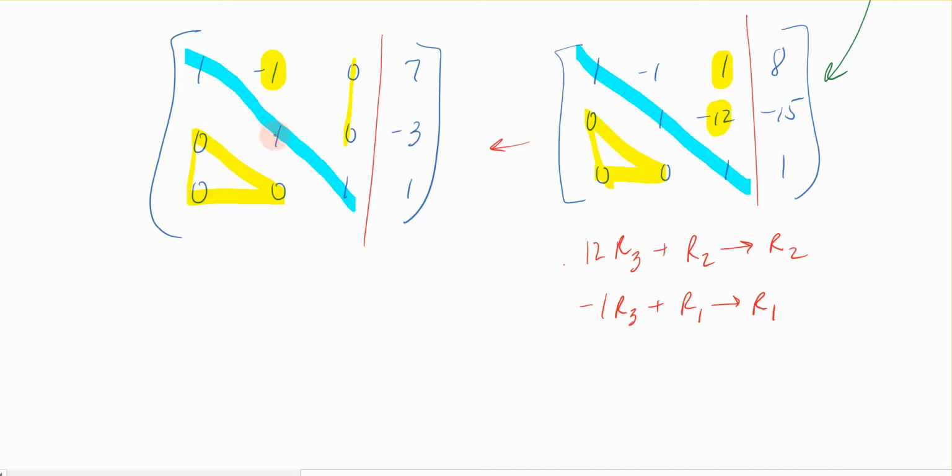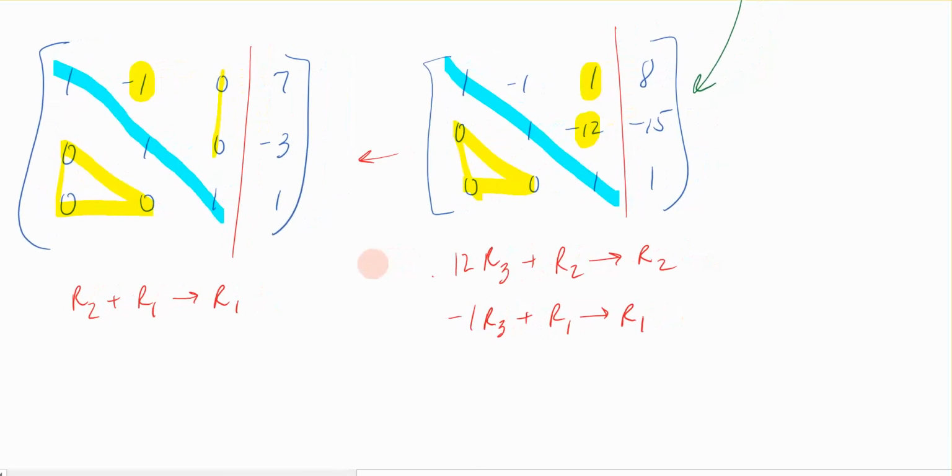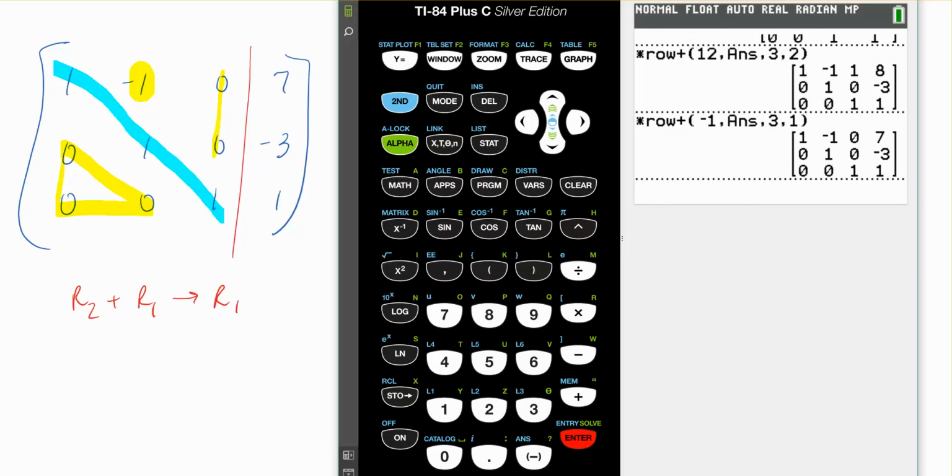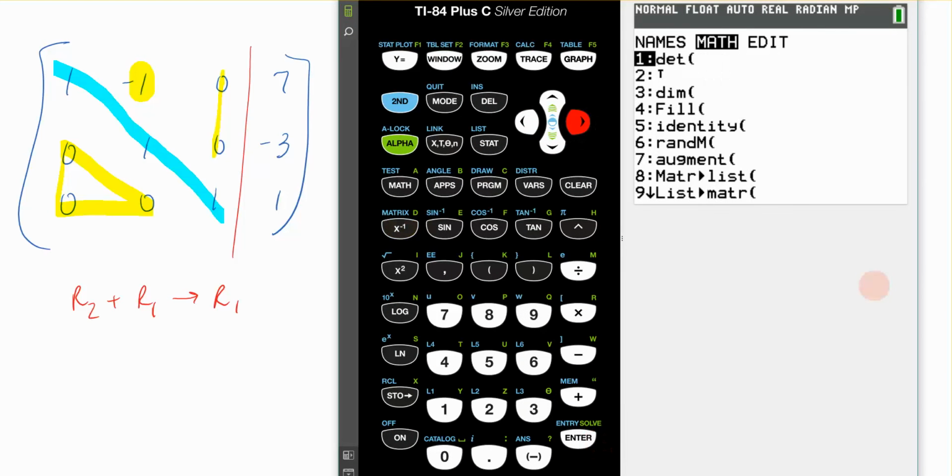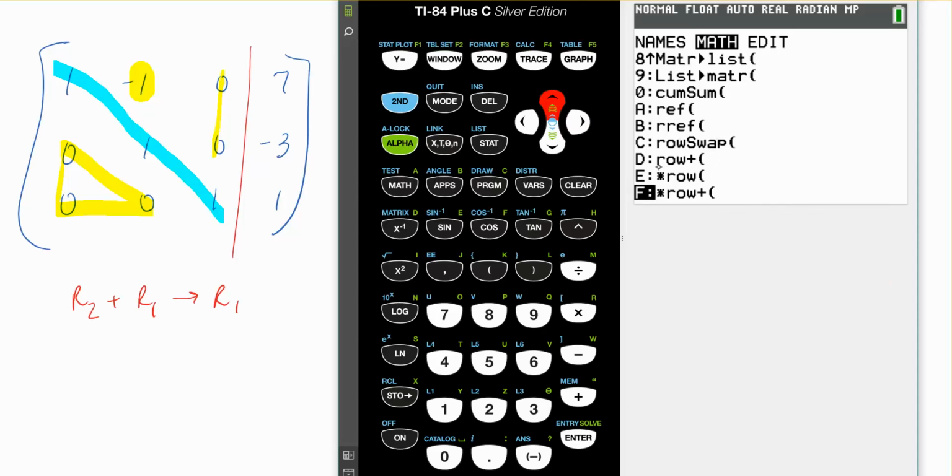So if I don't even have to multiply, I can just add these two together, because 1 plus a negative 1. So if I do row number 2 plus row number 1, that is going to give me a new row number 1. That's the command we're going to use in the calculator. So, second matrix, arrow over, arrow up, and let's just add. That's choosing option D. I'm going to add the two rows together.